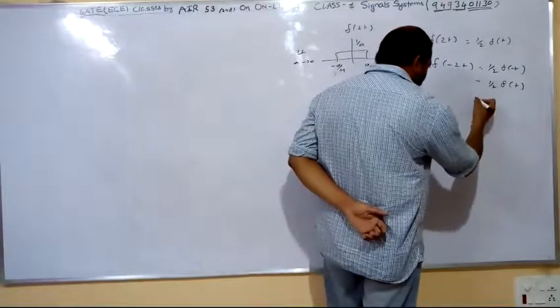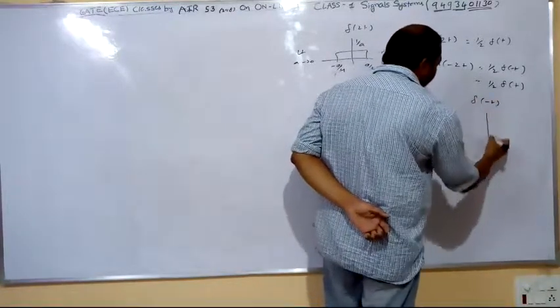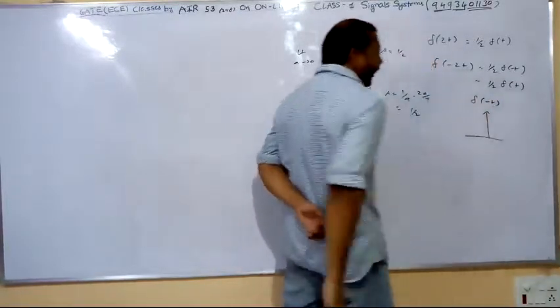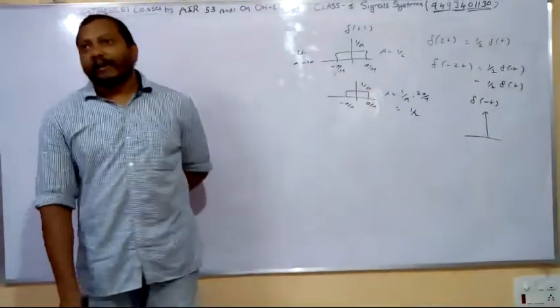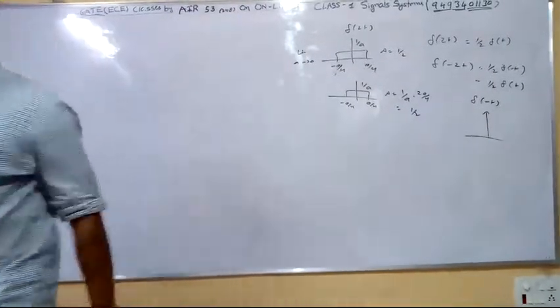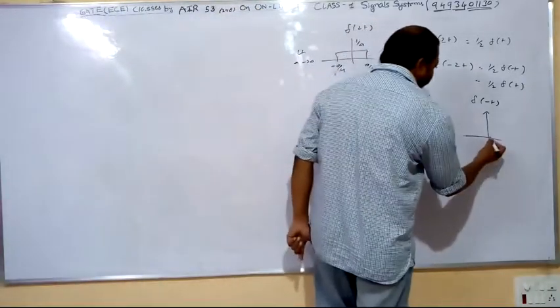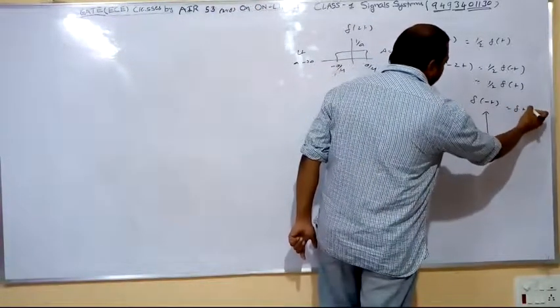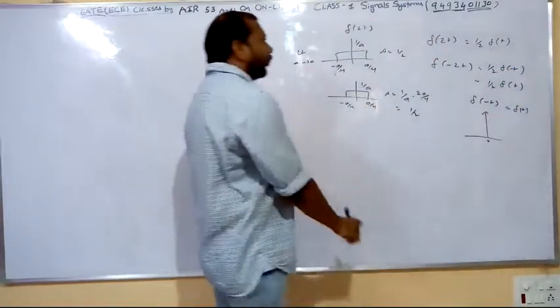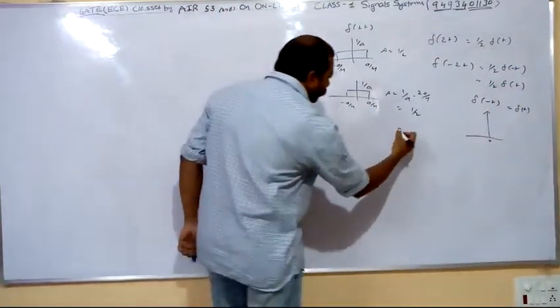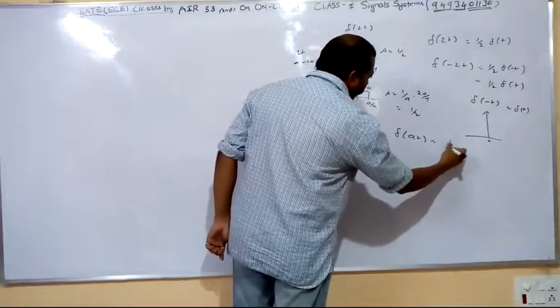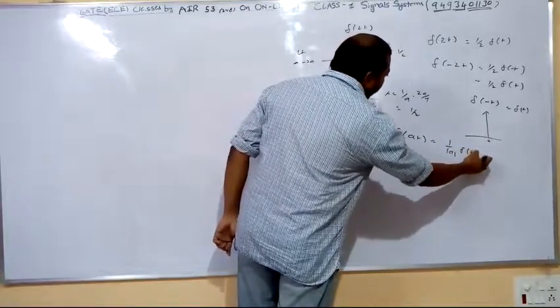Since del of minus t is equal to, what is del of minus t? Del of t exists at t equal to 0 only. So minus t equal to 1, t equal to minus 1, multiplied with 0. We have del of minus t also at t equal to 0 only. So del of minus t is equal to del of t only. So we can conclude del of a t is equal to 1 by mod a del of t.